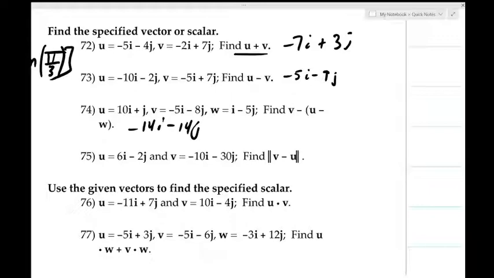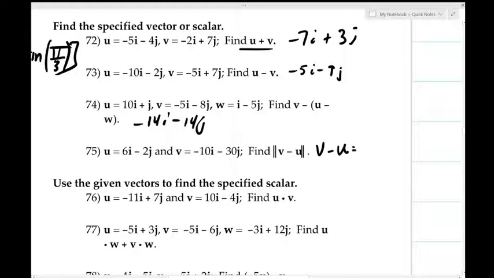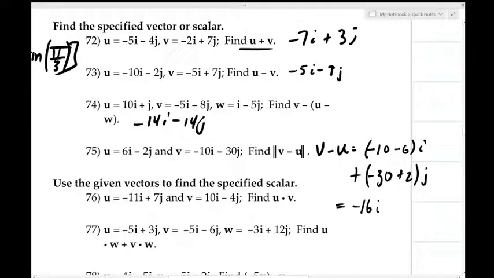Find the difference between v and u, and then find its magnitude. So let's do the inside operation first. So v minus u is going to be equal to negative 10 minus 6i plus negative 30 plus 2j. That's going to be negative 16i minus 28j.